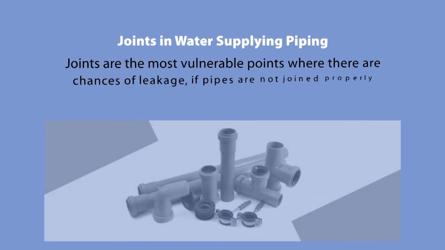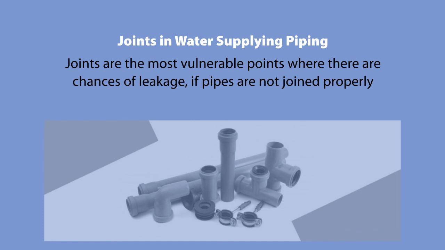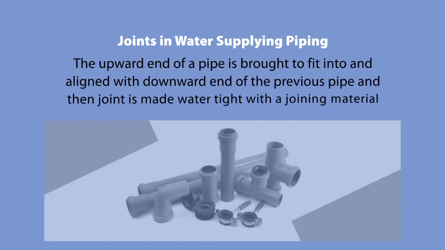Joint in water supplying piping. Joints are the most vulnerable points where there are chances of leakage if pipes are not joined properly. The upward end of the pipe is brought to fit into and align with the downward end of the previous pipe, and then the joint is made watertight with a joining material.